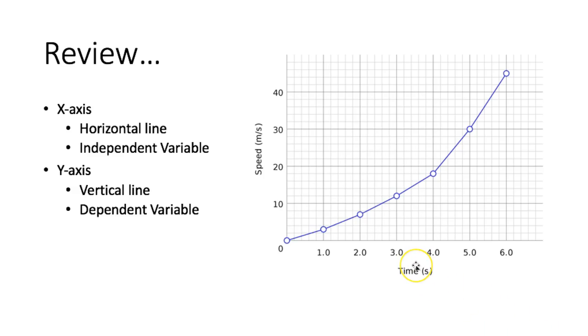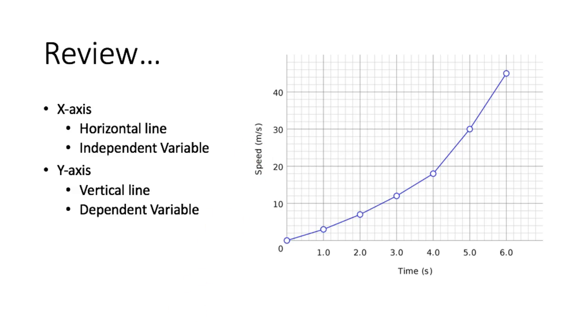So in this case, dealing with time, time doesn't change because the speed changes, it just changes naturally on its own. The other axis is the y-axis, which is the vertical line or the up and down line, and this is where we plot our dependent variable. The dependent variable changes because of the independent variable. So in this graph, the change in speed changes because we've been able to move at a longer time. So it changes because of the time.